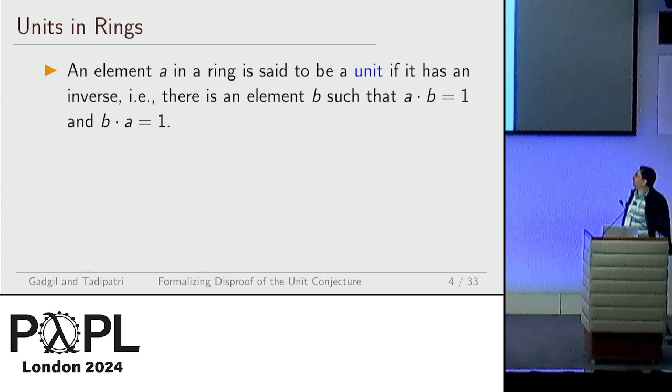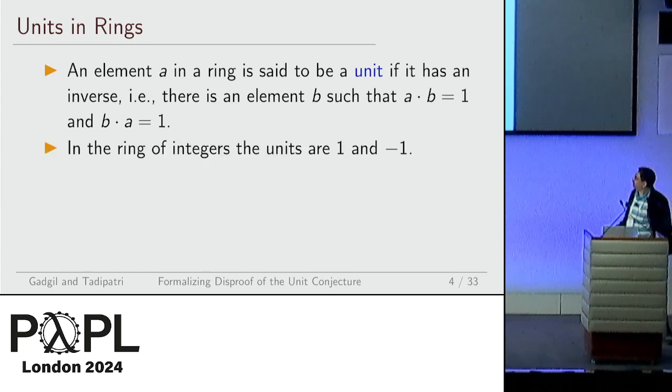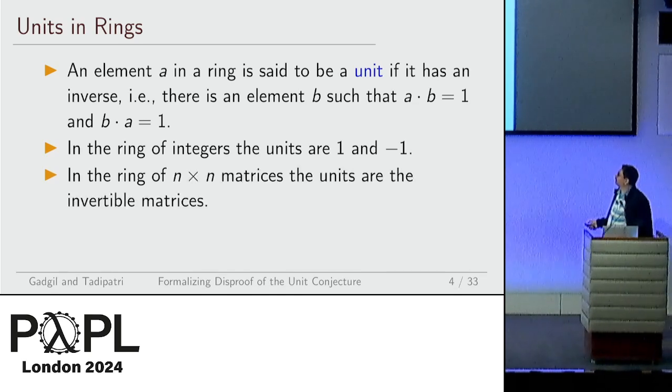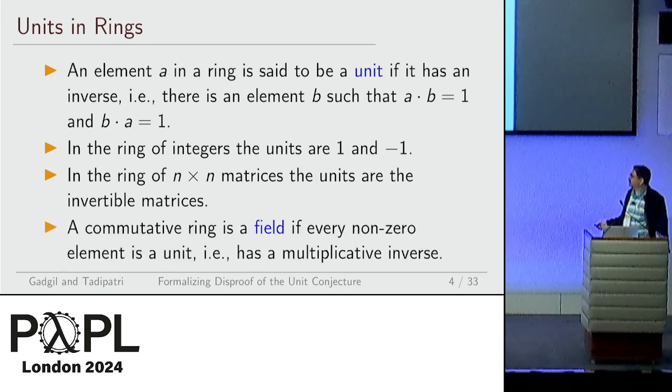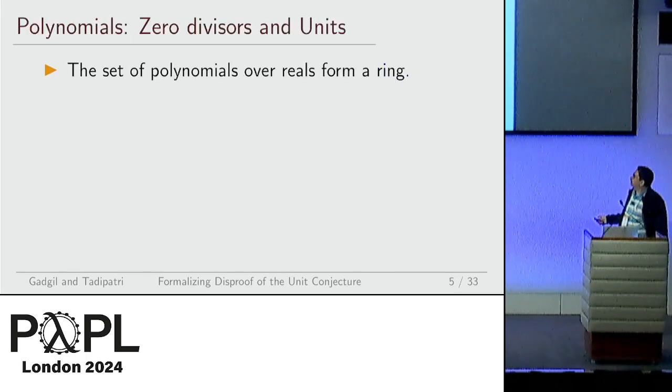Okay, a unit is something which has a multiplicative inverse. For example, in the integers the units are 1 and minus 1, and for n by n matrices, it's not hard to see that units are exactly invertible matrices, and zero divisors are all other matrices, in fact. A commutative ring is a field if every non-zero element is a unit, like rational numbers or real numbers, and so on.